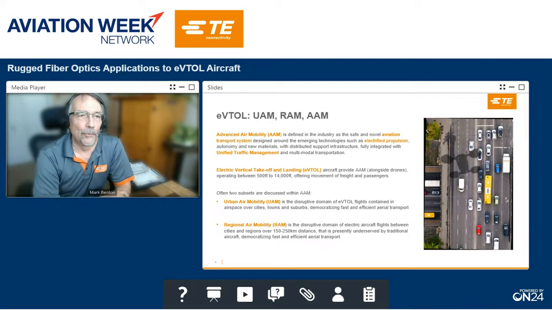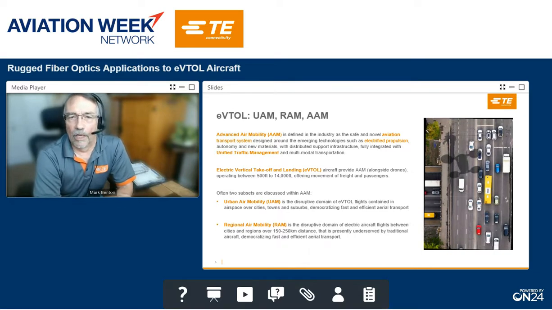First of all, I want to get some acronyms and alphabet soup out of the way. You'll hear eVTOL and UAM and RAM and AAM, and it can get to be a little confusing. So let's just define some terms. Advanced Air Mobility, AAM, that's the market that these eVTOL and novel transportation systems are developing around.